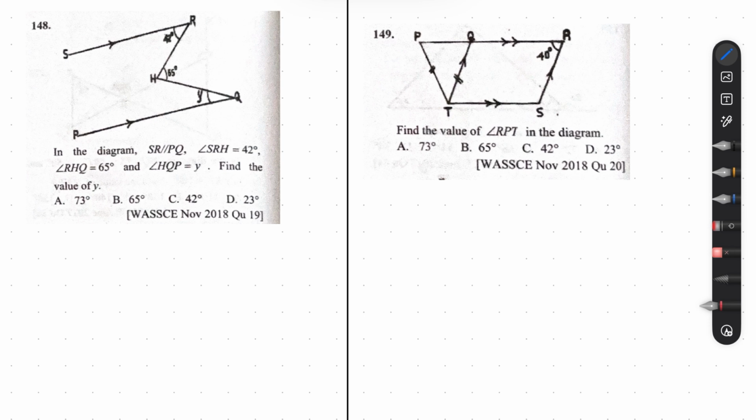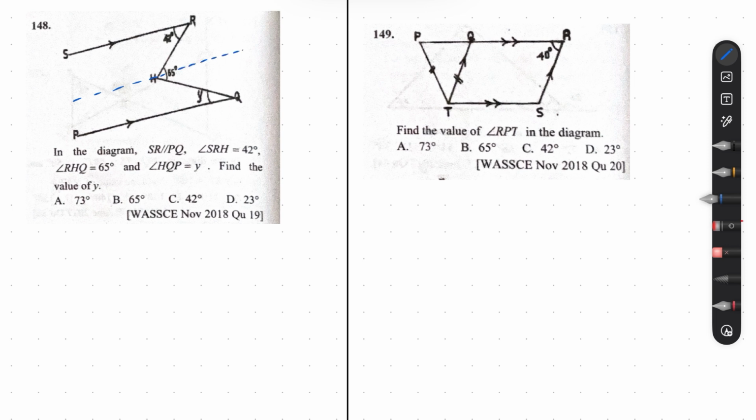The question says we need to find what? Y in the diagram. Okay, we need to find y. Now, what is y? Here is y. So in order to find y, we can draw a simple parallel line over here. Okay, that line will be parallel to this and parallel to this. So let's draw a simple dashed line through the point H. Cool.